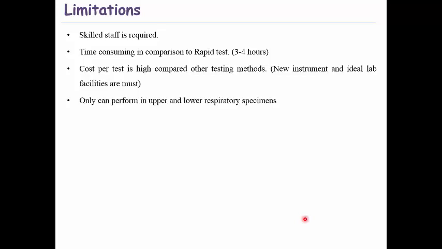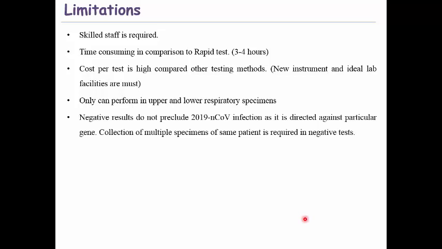It can only be performed on upper and lower respiratory specimens, and again a negative result does not preclude coronavirus infection, because it is directed against a particular gene, that is, as we have seen, gene N and gene E. If the sequence of that gene is changed in the virus, then the patient cannot be identified with the infection.